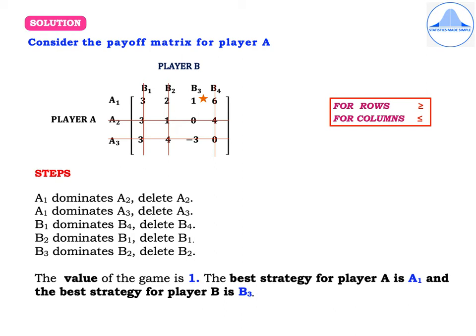Now the next step is you have to compare B3 with B2. Okay, so when you compare B3 with B2, 1 is less than 2. So in other words, B3 dominates B2, so you delete B2. So now you see that the columns B1, B2 and B4 are all deleted, and the only payoff remaining is 1. So the value of the game is 1. The best strategy for player A is A1 and the best strategy for player B is B3.